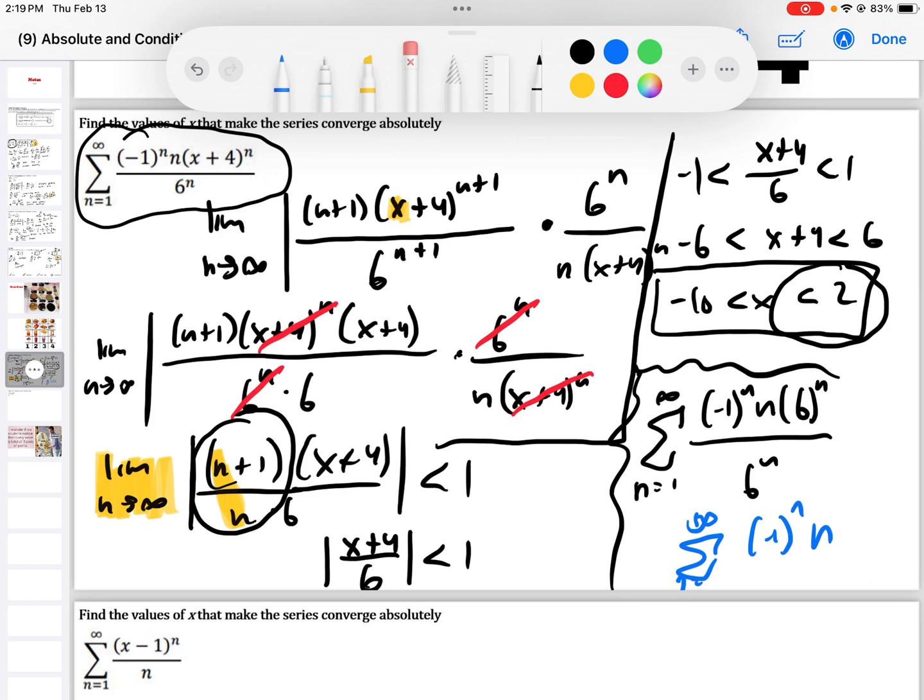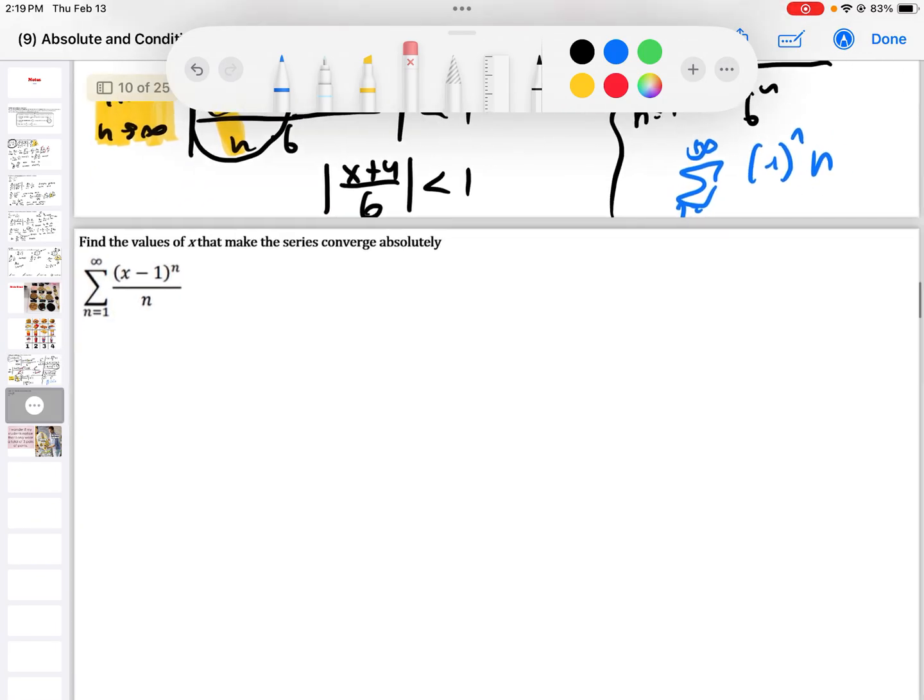Numbers at the endpoint, at 2 it would diverge. At negative 10, it probably would also, but I don't want to look at that right now. All we care about in this question is, if x is in between negative 10 and 2, it converges absolutely. On the endpoints, at 2, at negative 10, it could converge conditionally or diverge. And then numbers past that, like numbers bigger than 2, numbers less than negative 10, that's going to make the series diverge.